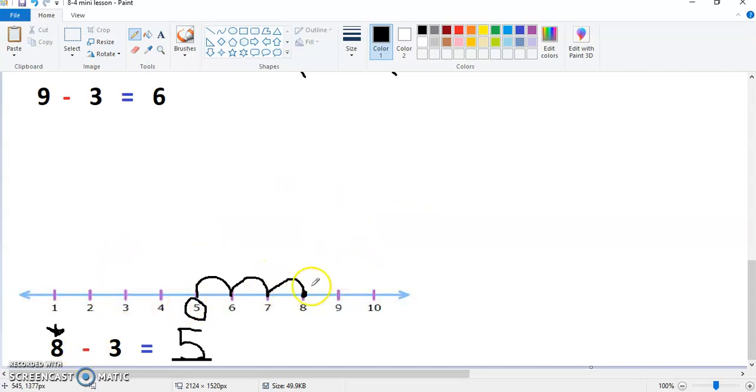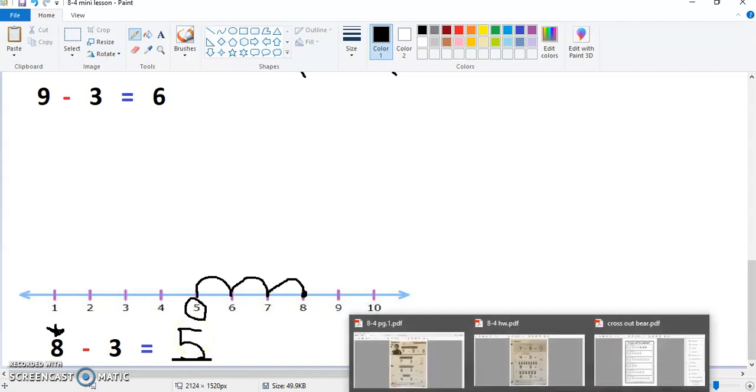The first number, that's where you're going to start. You're going to bounce back this many spaces, and that will give you your leftover. Where we started, how many we took away, and the leftover number.